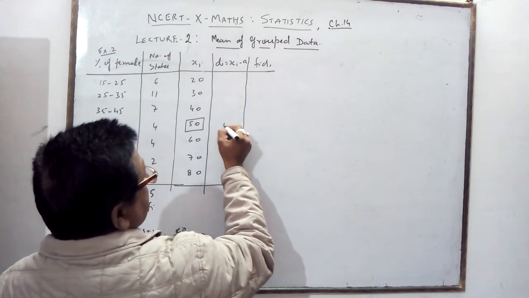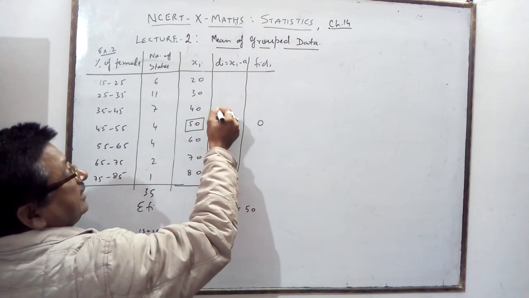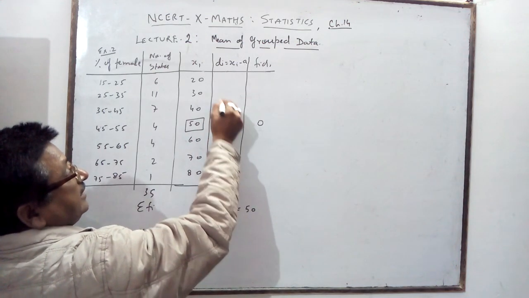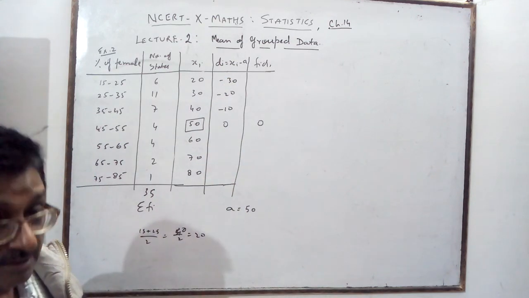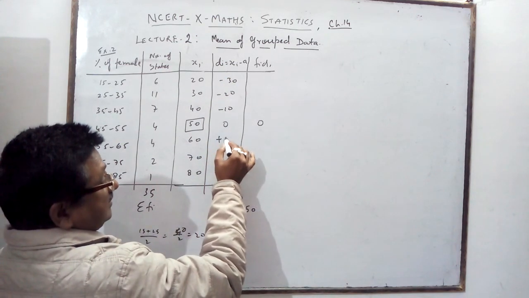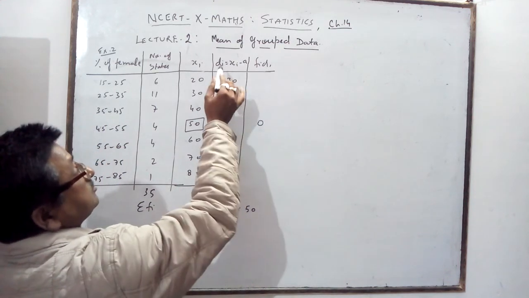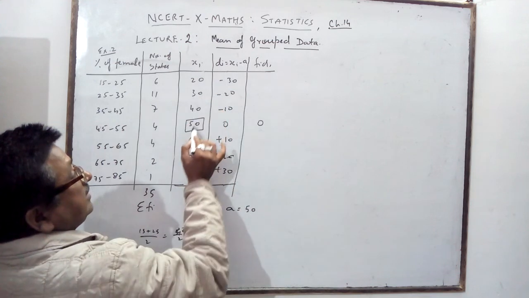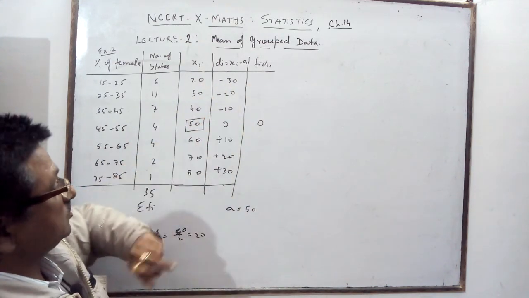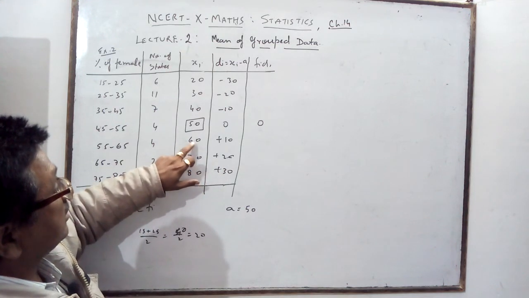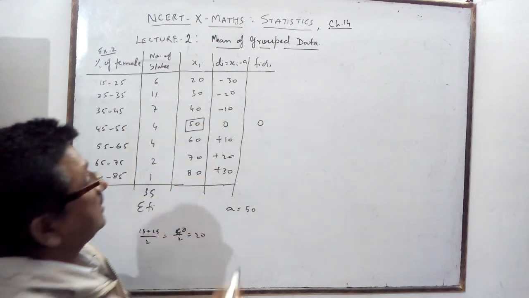In this column you will get 0, because 50 minus 50 is 0, and then you will get minus 10, minus 20, minus 30, and below you will get plus 10, plus 20, plus 30. How will you get that? x1 minus a: 20 minus 50 is minus 30. x2 minus a: 30 minus 50 is minus 20. Here x5 minus a: 60 minus 50 is 10. Like this you will get.